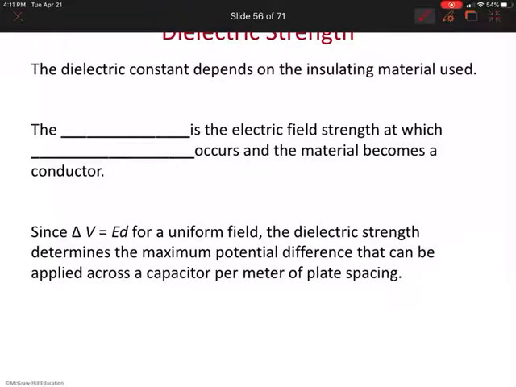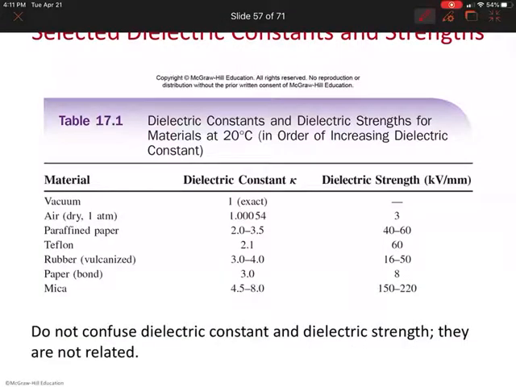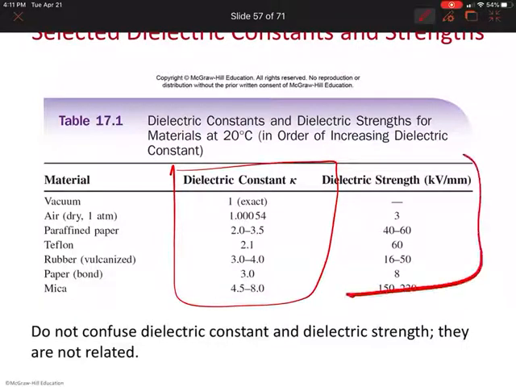All right. So dielectric strength. The dielectric constant depends on the insulating material used. The dielectric strength is the electric field strength at which the dielectric breakdown occurs. Okay? And if you look over here on the next slide, you have some dielectric constants. That's this right here. And it tells you even the dielectric strength, which is the volts per meter. Okay?